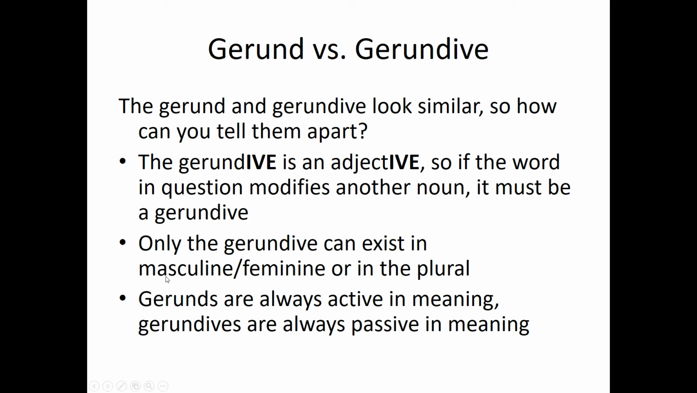Same thing if you can 100% guarantee that a gerund or gerundive word is masculine, then it automatically has to be a gerundive, because only the gerundive can exist in the masculine and feminine. If it's plural, it's automatically a gerundive, because again, gerunds are only singular. The final way that you can tell the difference is gerunds are always active and gerundives are always passive. So if you've identified a word in English as being translated actively or passively, then you can decide whether that thing is a gerund or a gerundive based on that.